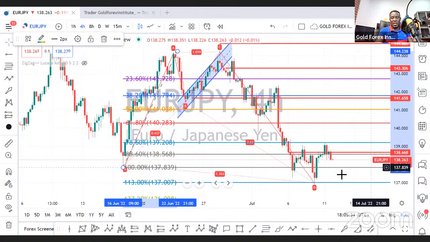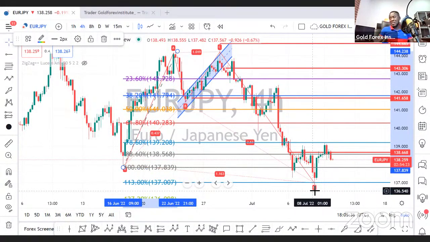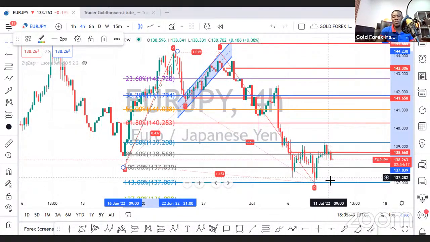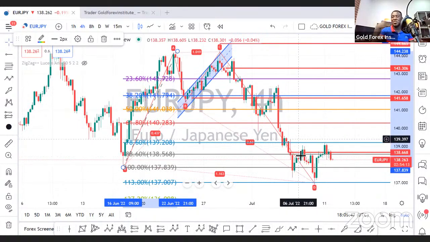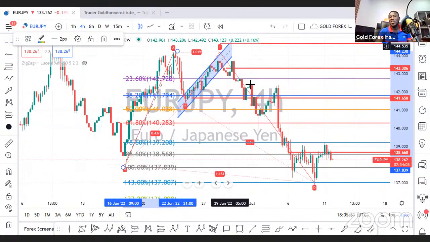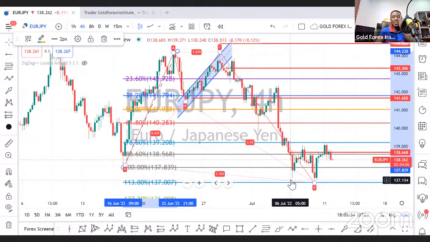Okay. That is why I don't like harmonics. Harmonics itself, the rule says that you are supposed to trade from D, which is this level. But you see, when it gets here, it gets too messy. That's why I don't like trading from the D. I'd rather trade from C to D. It's a long distance. You understand?